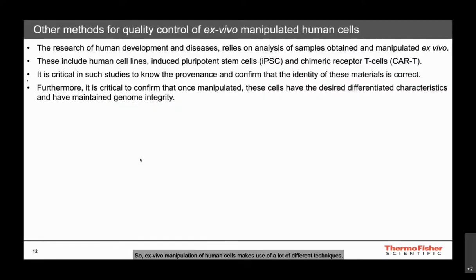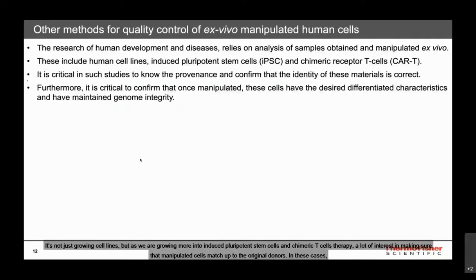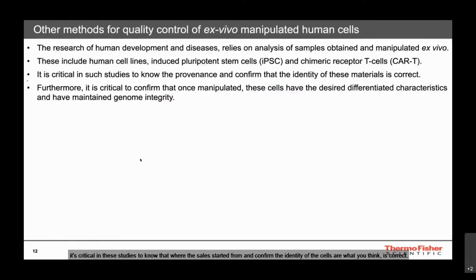So the ex vivo manipulation of human cells makes use of a lot of different techniques. It's not just growing cell lines, but as we are growing more into induced pluripotent stem cells and chimeric T cells, there is a lot of interest in making sure that manipulated cells match up to the original donors. In these cases, it's critical in these studies to know where the cells started from and confirm that the identity of these cells is what you think is correct.